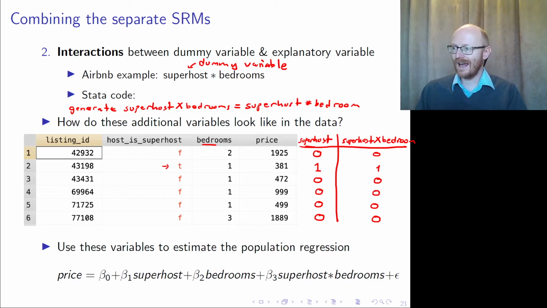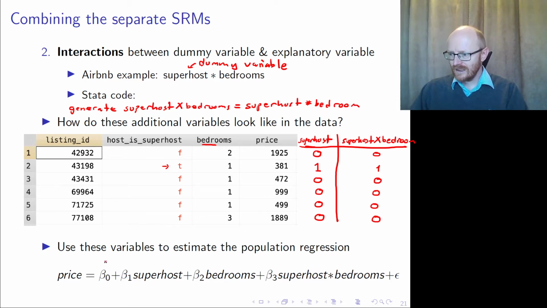Okay, we have many more data points, so the algorithm will have no problems calculating the coefficient for the superhost and the superhost times bedroom variables. Okay, so for example, we can use these variables to estimate the population regression.